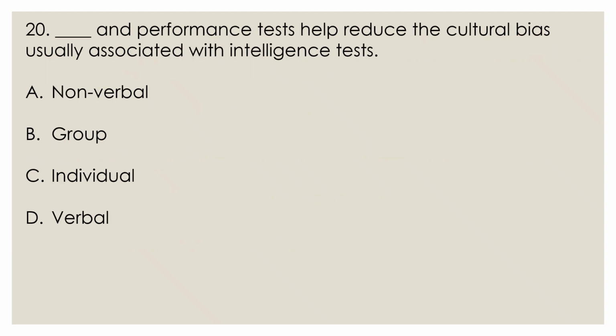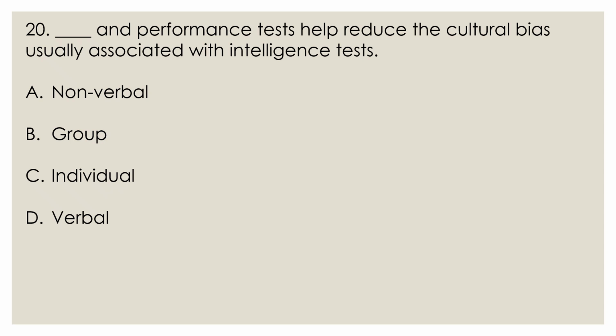Question number 20. Dash and performance tests help reduce the cultural bias usually associated with intelligence tests. Now, intelligence tests are divided into two parts based on whether it favors a culture or it does not favor a culture. The first is culture fair test. Culture fair test means that this test can be done by any person belonging to any culture. Cultural bias means that it favors one culture over the other. To reduce the cultural bias, we can use two types of tests.